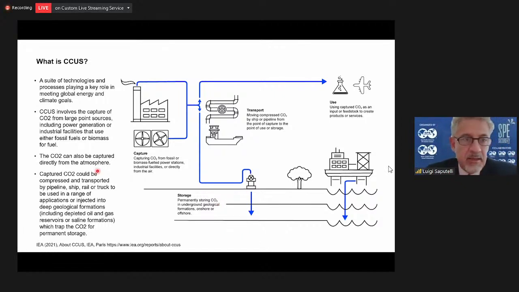Okay. So what are the different CO2 capture methods and costs?